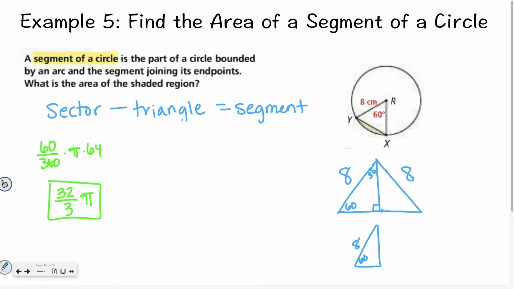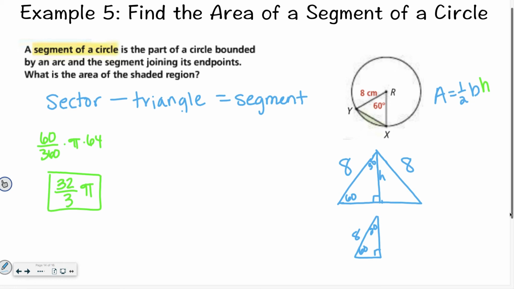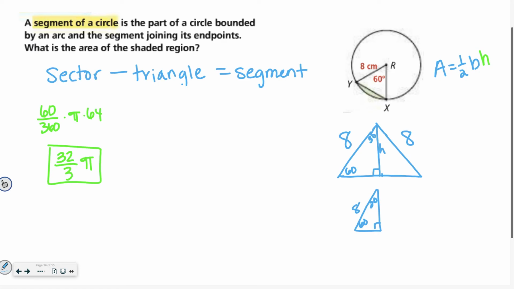And I realized I didn't say why I did that, so hopefully you remember. But if you don't, quick refresher, the way you find the area of a triangle is 1/2 base times the height. So I have to figure out what this height is. If I have a 30, 60, 90, and I remember my special relationships, I know that the hypotenuse is twice the length of the short side, so this is 4. And I know that the long leg is the short leg times the square root of 3. So I know the height of my triangle is 4 square root of 3.